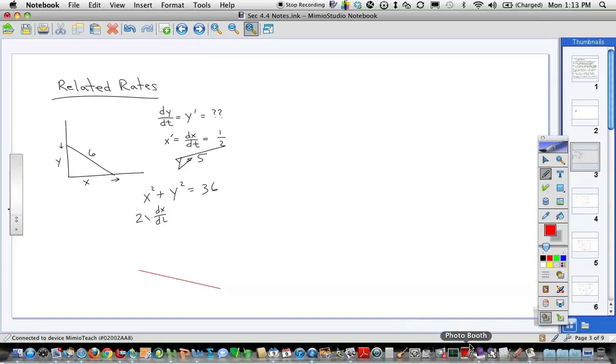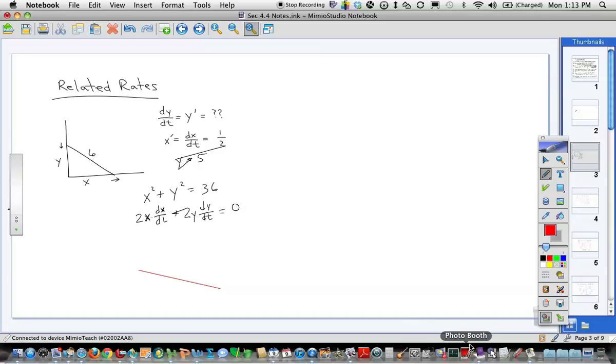So this is dx dt, or x prime. We have to tack that on. Okay? Everything in here, all the derivatives we do in related rate problems, are with respect to time. Plus what? 2y times dy dt, or y prime. If you want to use y prime, that's fine. Equals 0.